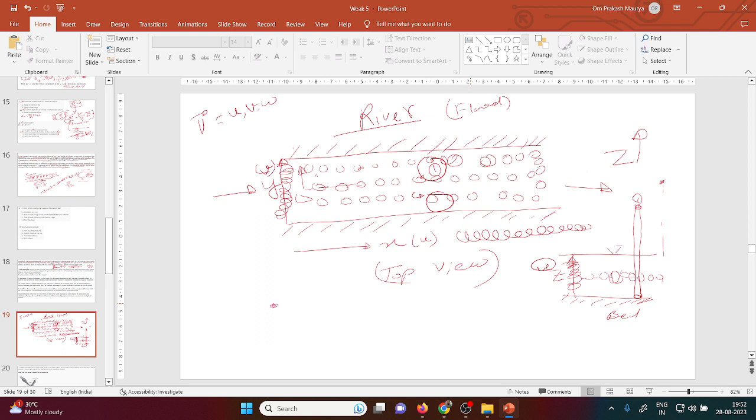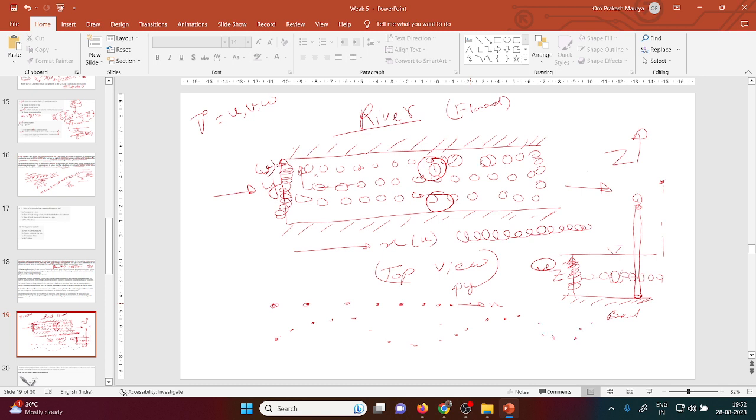This is the particle path in case of laminar flow, but in case of turbulent flow, maybe this is the x direction, and you can assume perpendicular is the y direction. So maybe this is the path in case of turbulent flow. This is the random path.